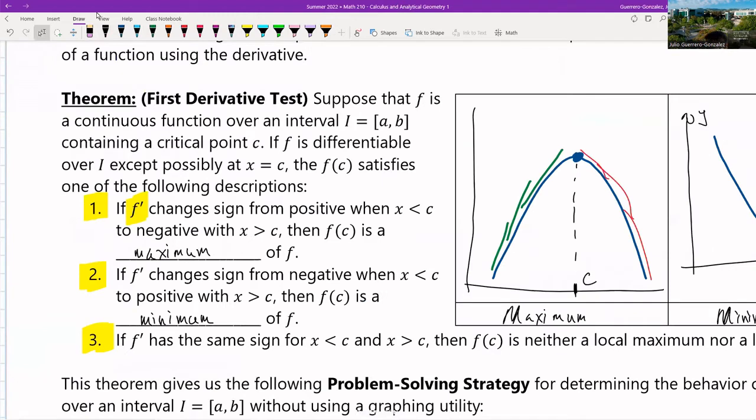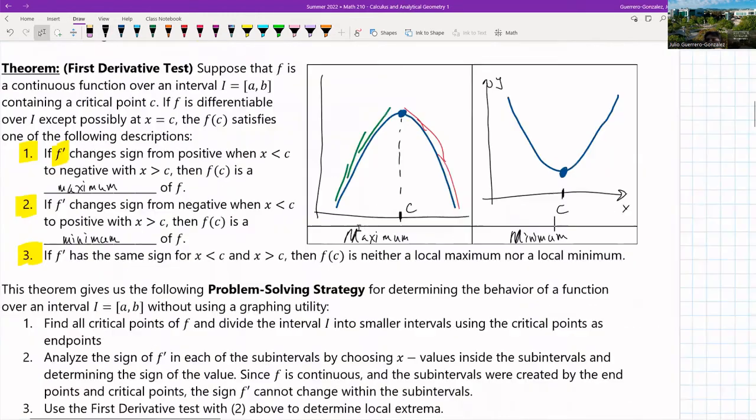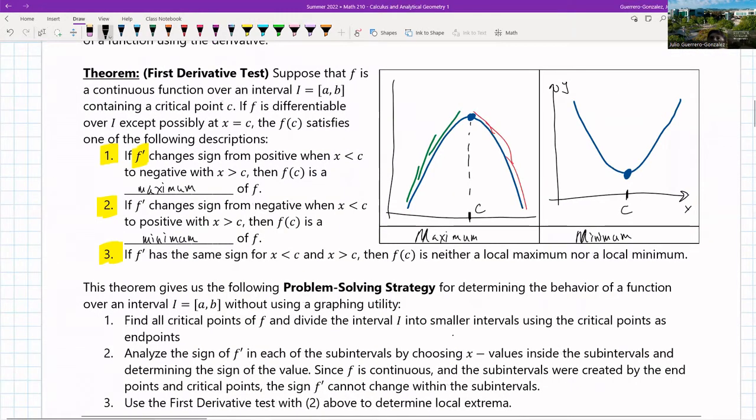Whoa, what happened there? It somehow magically zoomed in when I didn't want it to. There we go.